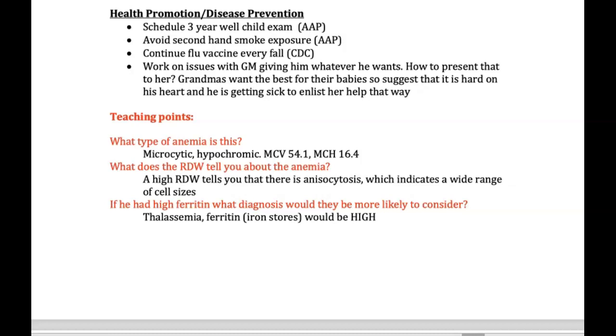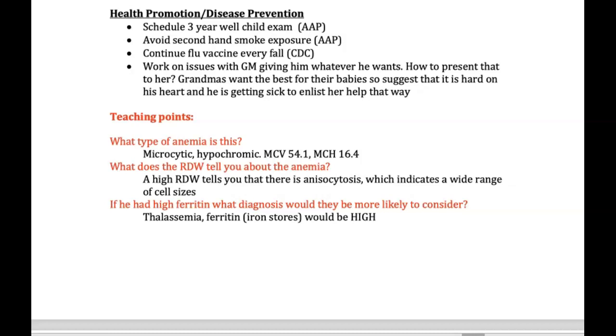Okay, let's take a look at some teaching points. What type of anemia is this? Remember, it's a microcytic hypochromic. And how do we know that? We know that because the MCV is low and the MCH is low. So it's a microcytic, not a macrocytic or a normocytic.